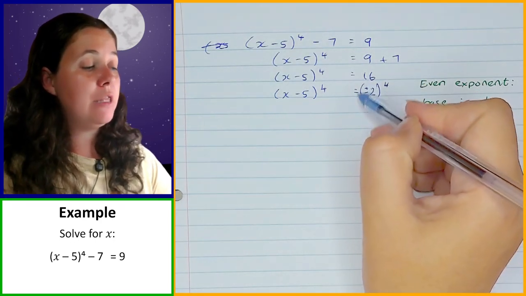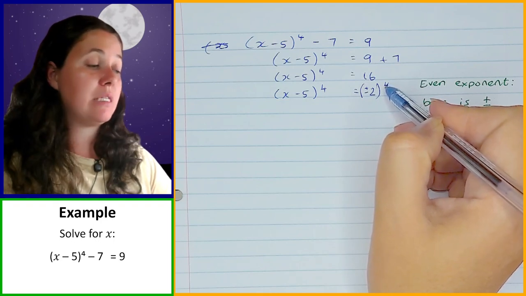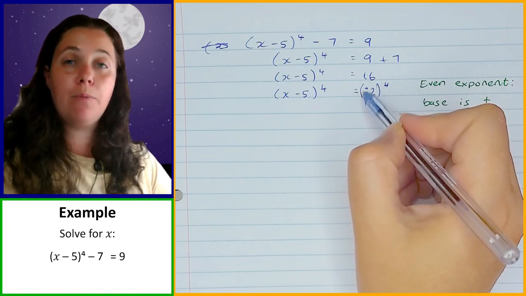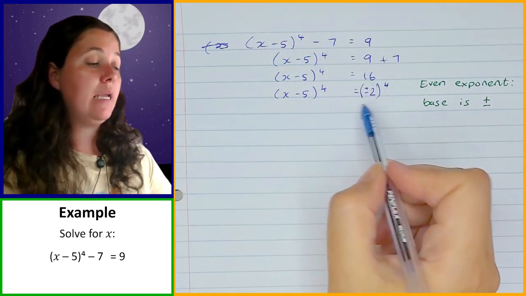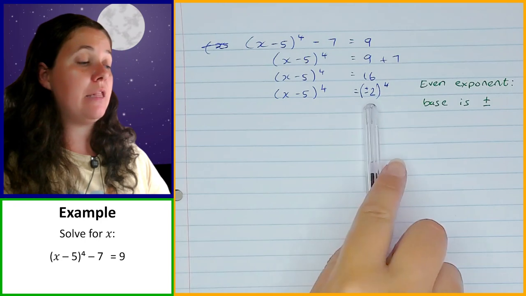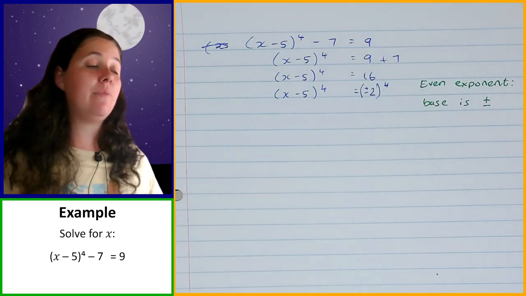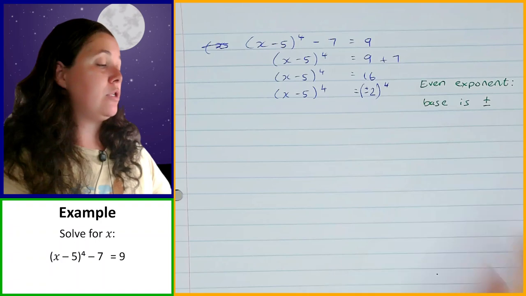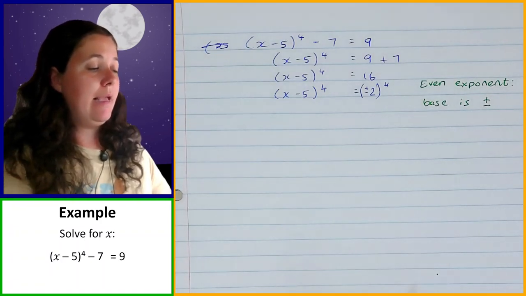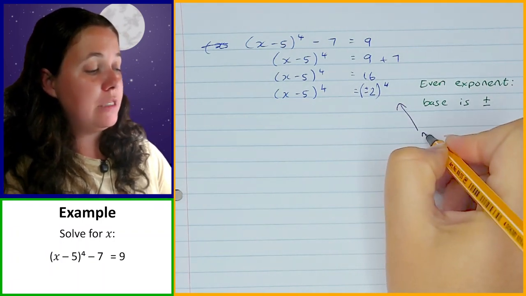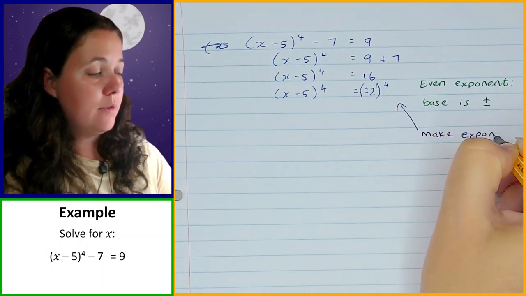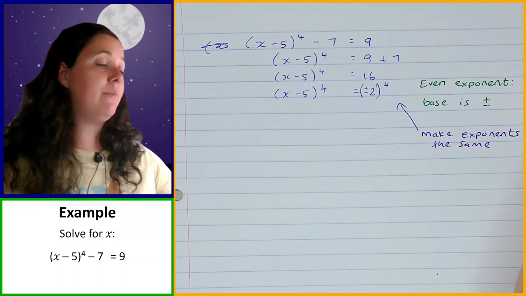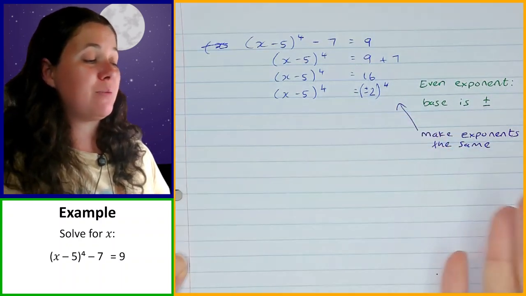Please take note that I put that in brackets with the 4 exponent outside, because if it's not in brackets, that exponent will not be applied to the plus or the minus. It has to be inside the brackets, so please remember that. Once I've done that, I can do basically the same thing as in the other type, except now, instead of dropping the bases, I'm going to drop the exponents. What I was doing over here was making the exponents the same, and now, because the exponents are the same, I can drop the exponents and make the bases equal to each other.